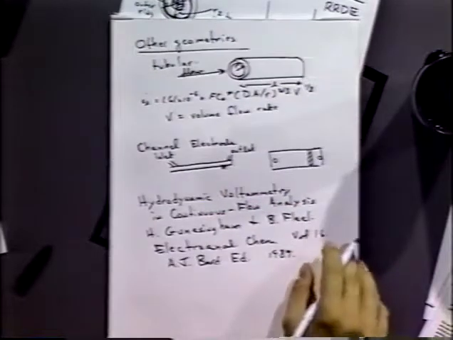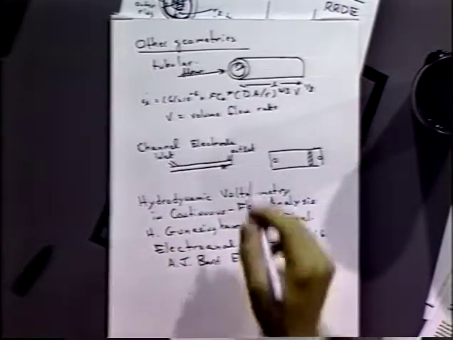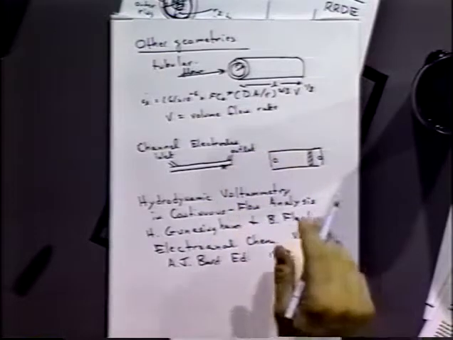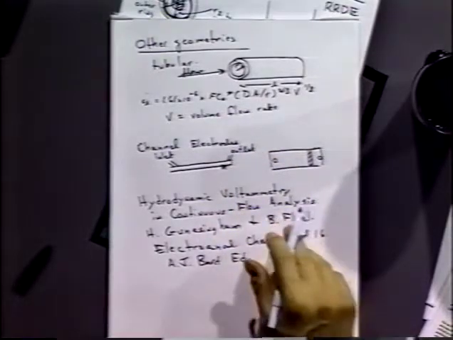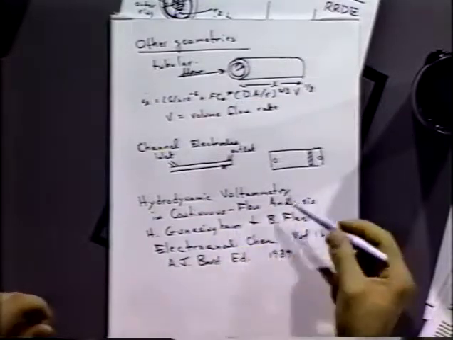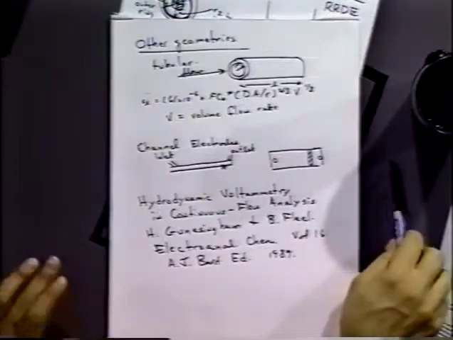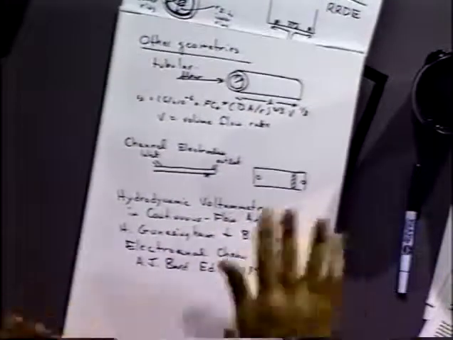That was 1989, so it's not too far out of date. Channel electrodes came about a little bit after that. A lot of the theory developed a little bit later than that, so there's not a lot of channel electrodes in here. And so we'll leave it at that. We can talk a long, long time about hydrodynamic voltammetry, but I think we've covered a lot of the introductory stuff, enough for you to get some more information on your own.